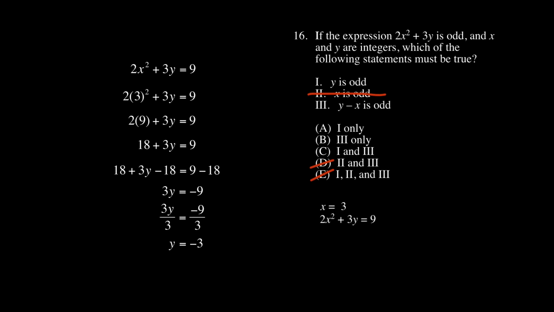Move to Roman numeral 1, well, negative 3 is odd, so 1 still works. So if you move to Roman numeral 3, you have negative 3 minus 3, which is negative 6, which is even, not odd. So we know that Roman numeral 3 doesn't work, so from there we get to eliminate answer choice C, and we're left with answer choice A.